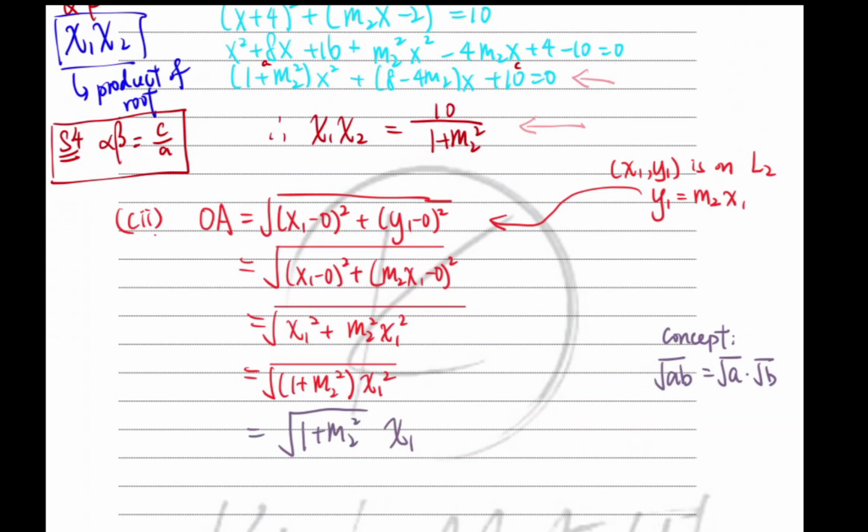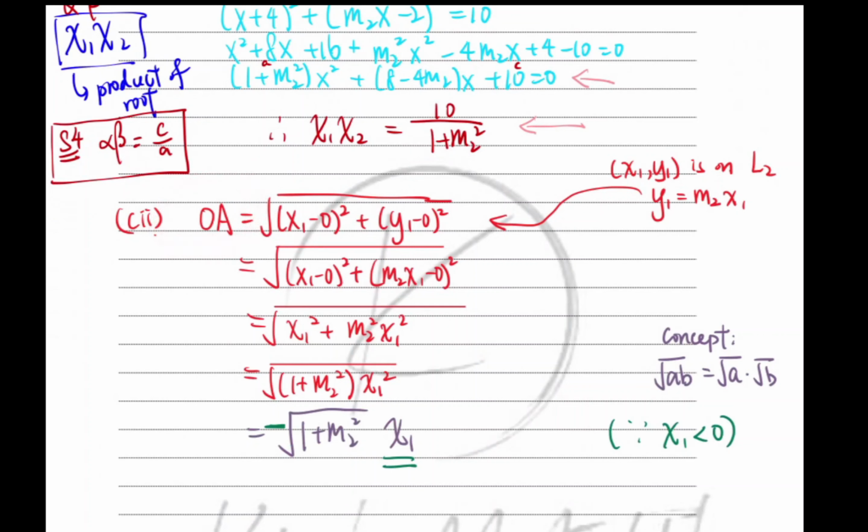However, it's not the end. Why? Because we know that x1 is smaller than 0. So we have to add an extra minus sign in front of the OA here. Why? Because OA is a distance, so it should be having a positive value.